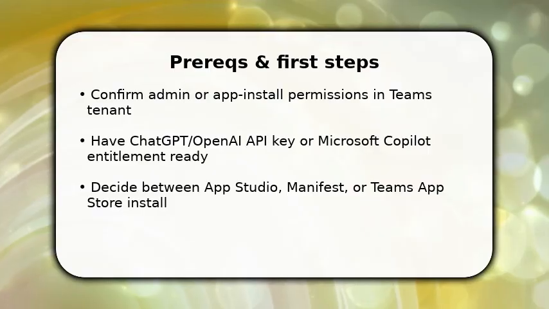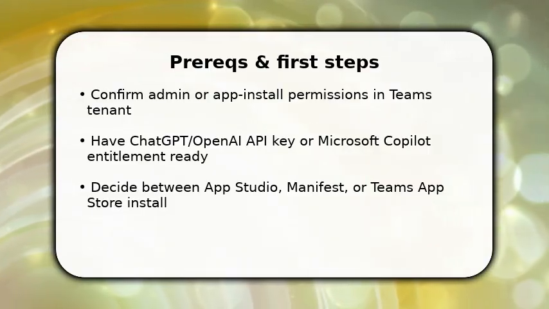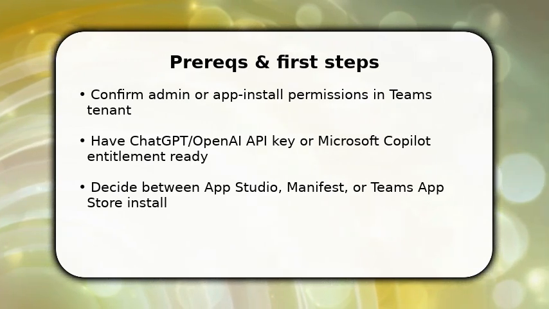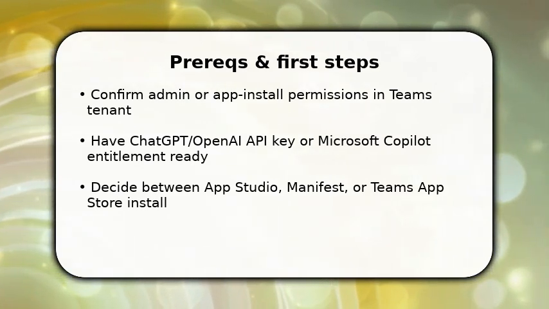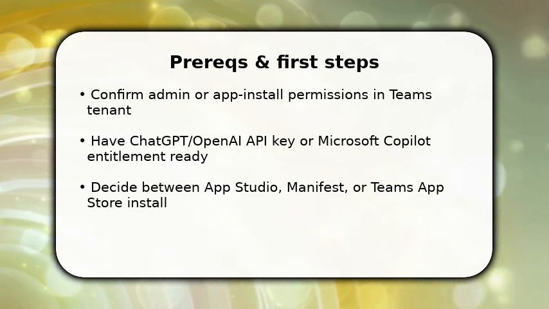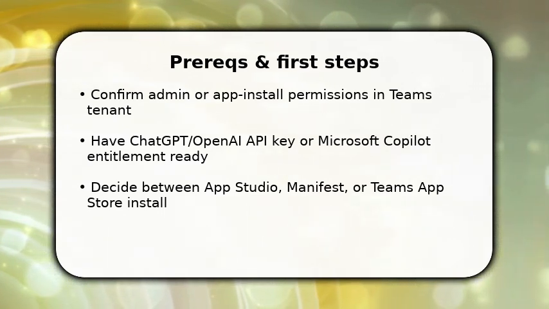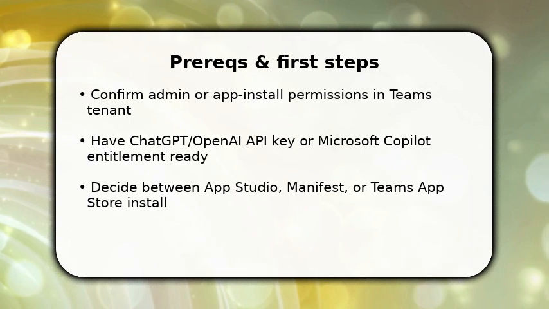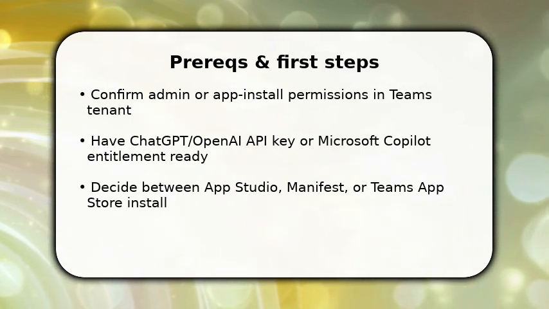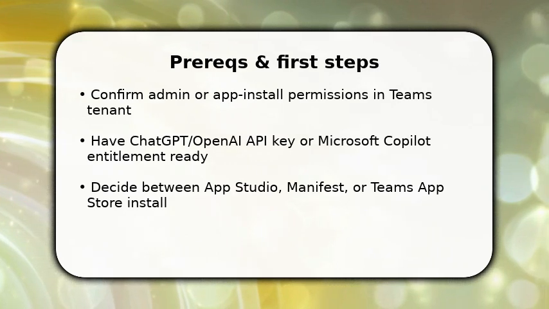You start by verifying permissions. Make sure you are a Teams admin or have explicit app install rights. Once done, obtain the ChatGPT/OpenAI API key or confirm Microsoft Copilot access because authentication determines the integration path.